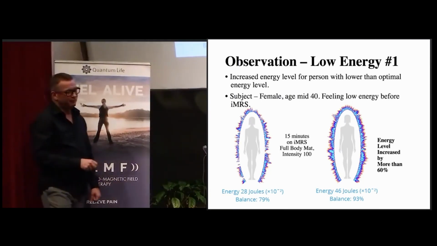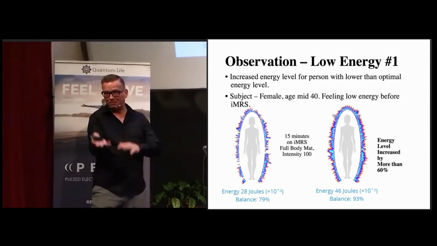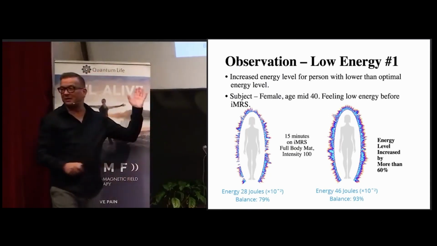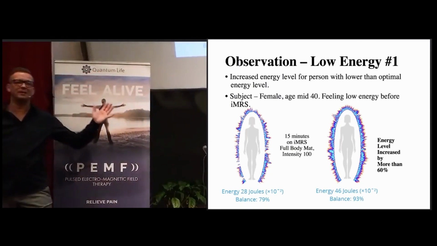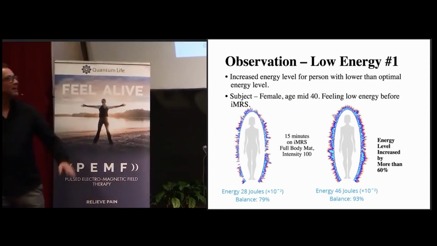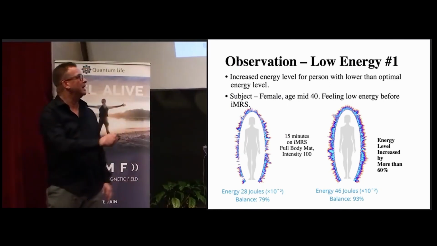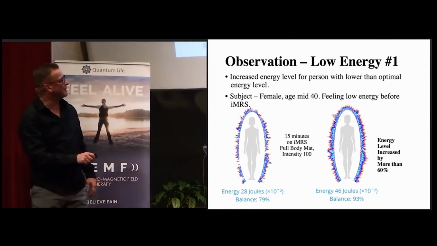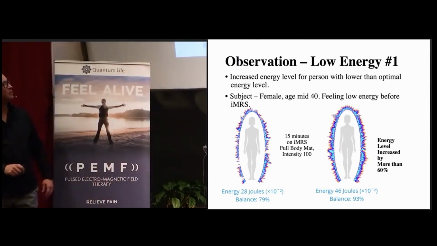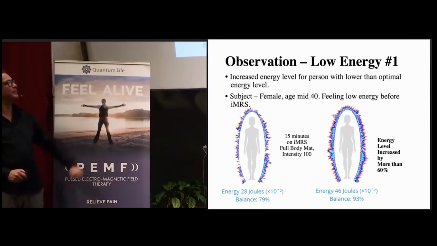And then he put her 15 minutes on the IMRS, on the whole body mat, or on the Omnium 1, because the properties are the same from both systems, in intensity 100. That's a pretty high intensity for a whole body application, but still, don't worry, you will not harm. For 15 minutes, and then he was waiting 10 minutes, and he did the same measuring again. And this is what happened. The energy doubled, and the balance increased from 79 to 93% right away, measurable. One application, one, not a month, one.